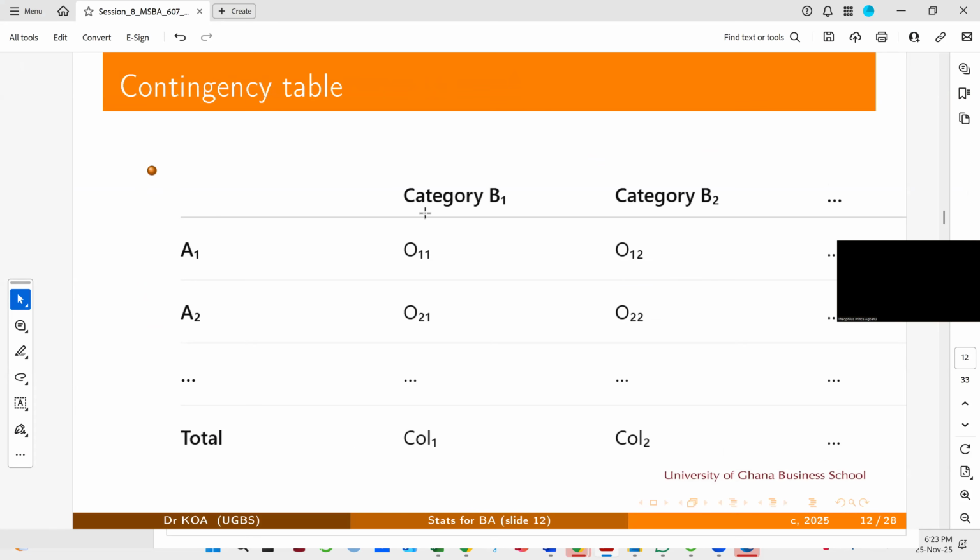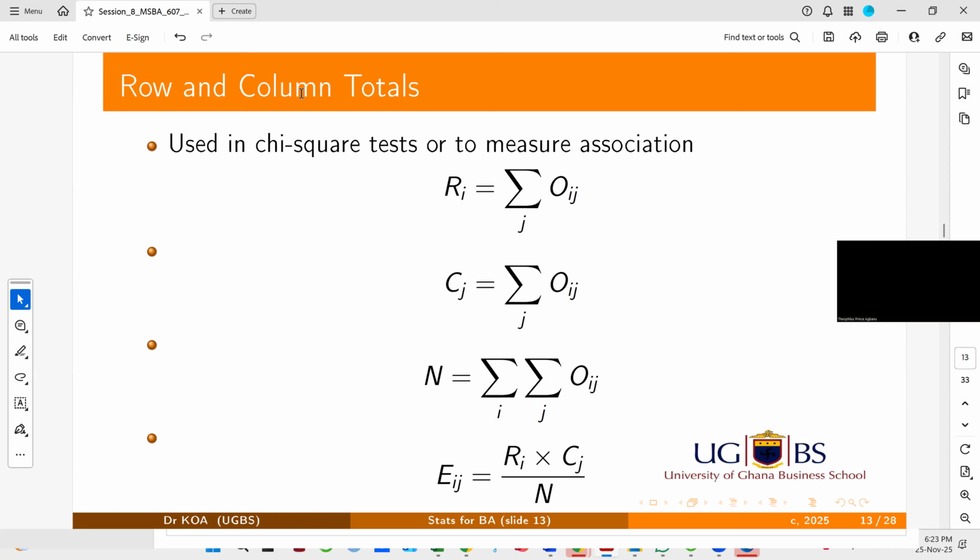Now, you can also do a contingency table. These are preliminary work you should do on any data. A contingency table simply means you are grouping them into categories. So you have categories B1 and B2, and up to whatever B. You will now categorize them and find the total for each one. And you use something called the chi-square test to do that. You measure the association.